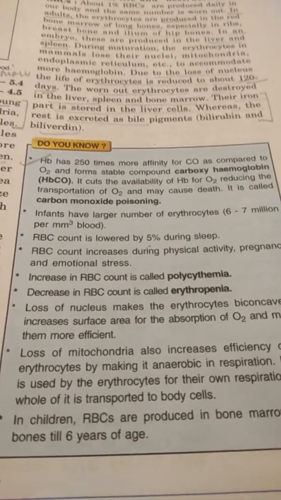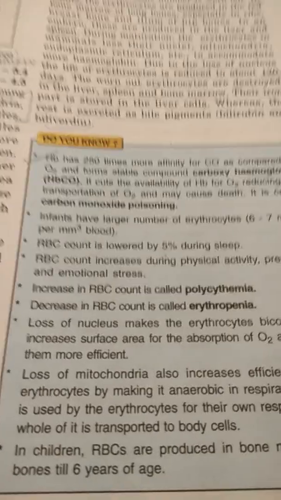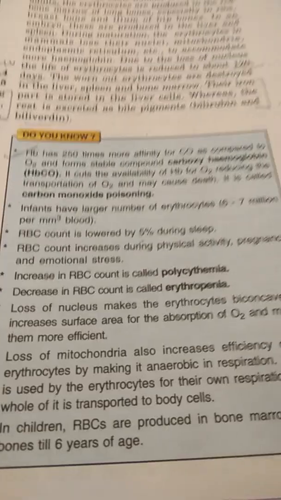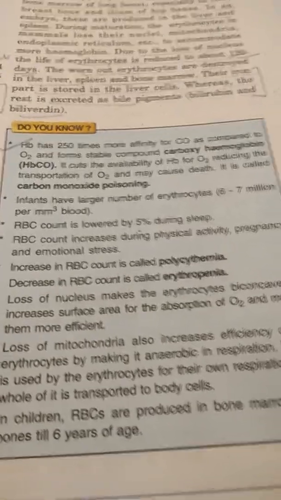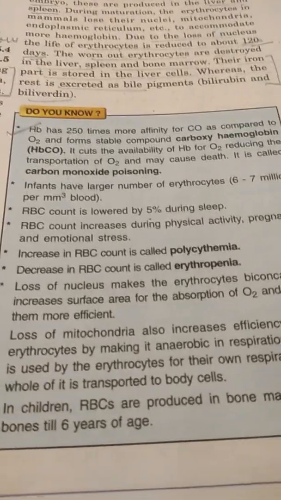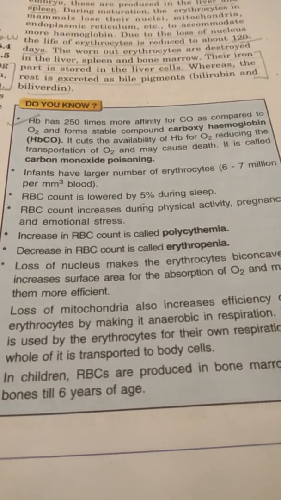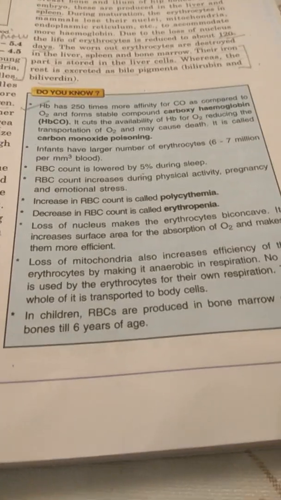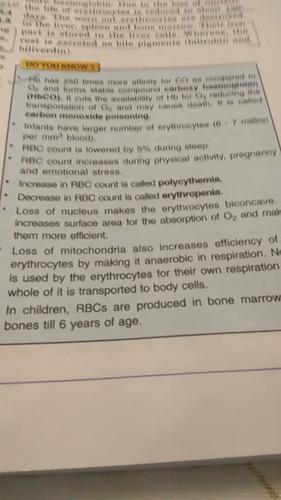An increase in red blood cell count above the normal number is called polycythemia, and a decrease in the RBC count below the normal number is a condition called erythropenia. The loss of nucleus in a mature red blood cell, nucleus is absent.